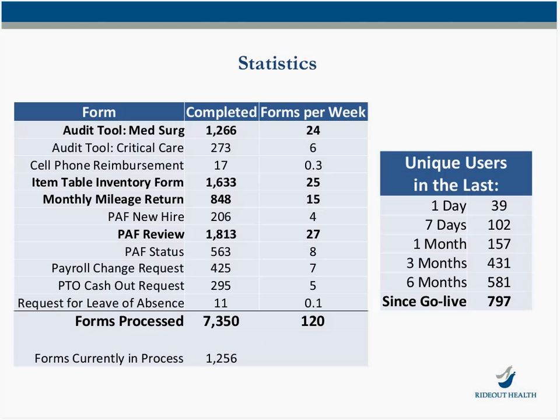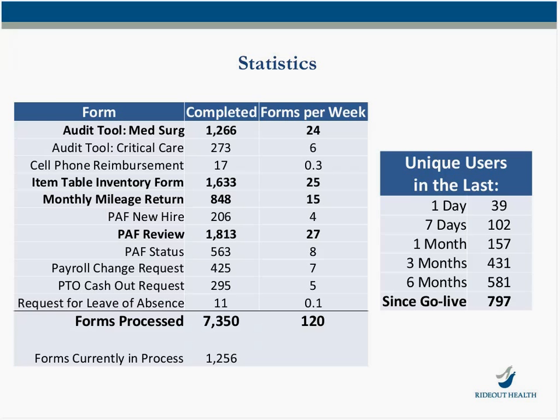So these numbers are a couple months stale, but I just wanted to point out a couple of them. So we have about 10 or so forms on FastFlow right now. We have 2 audit tool forms that have been processed over 1,500 times, and I'm going to highlight that one in the next couple slides. We have an item table inventory form for new items, price changes, deletions, and that's been processed closer to 2,000 times now with the updated numbers.